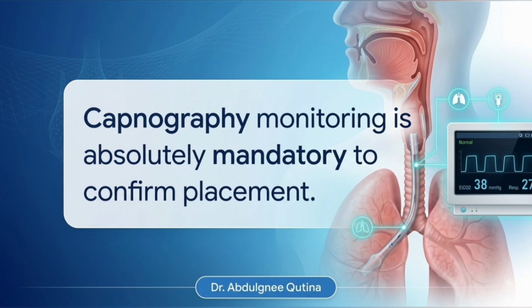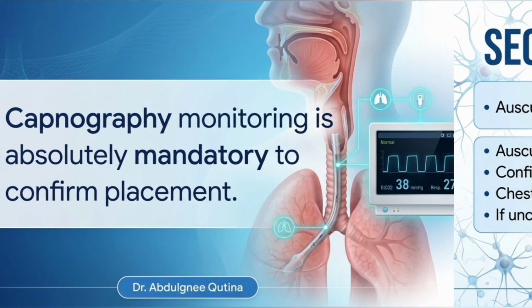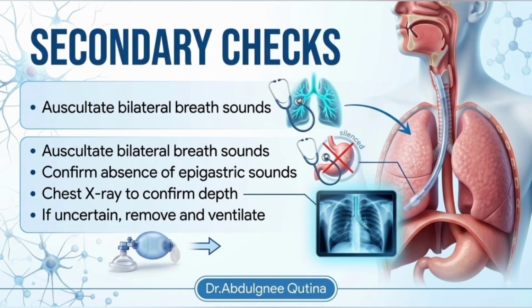Do not guess here. Primary confirmation is literally mandatory. Visualizing that end-tidal CO2 capnography waveform is your absolute, indisputable proof of success. It is the hero of this entire step. Once you have that capnography waveform, you back it up with secondary anatomical checks.